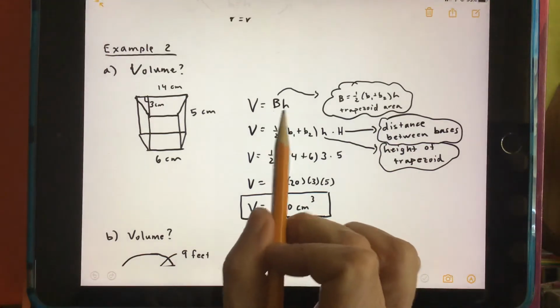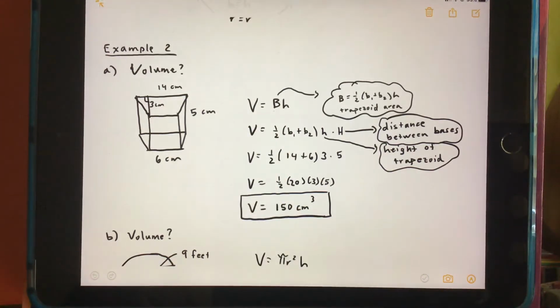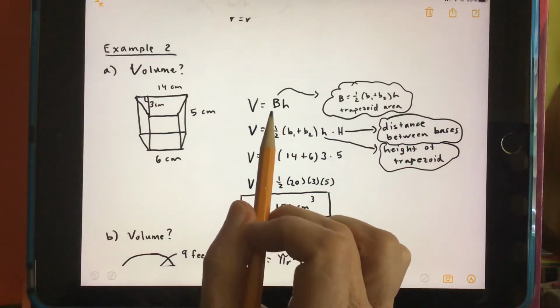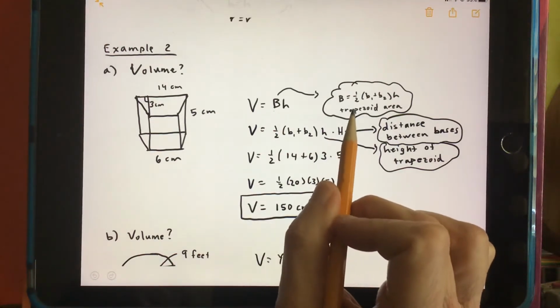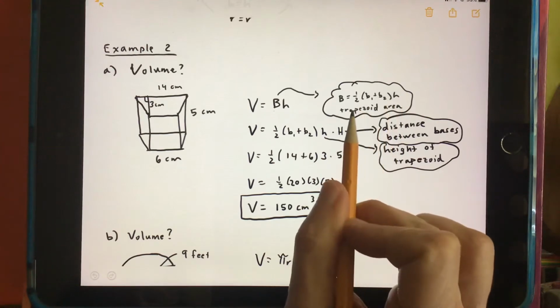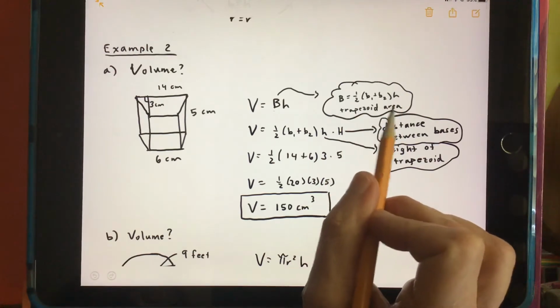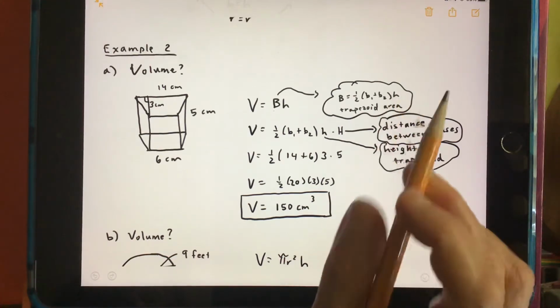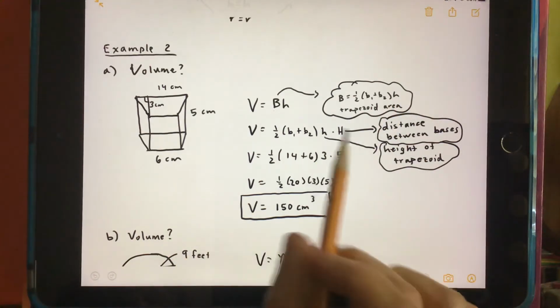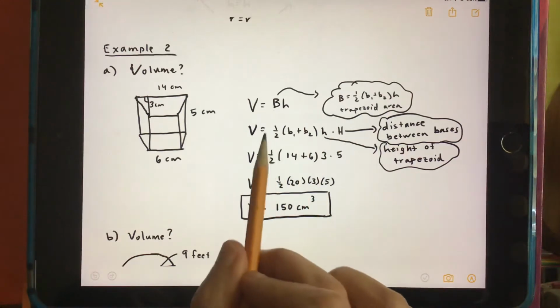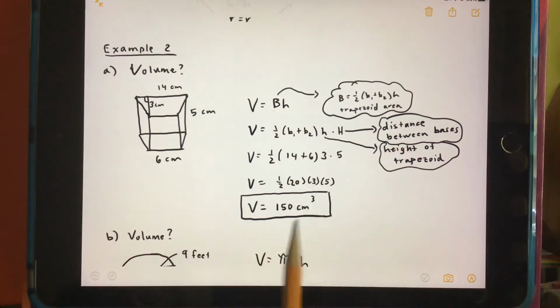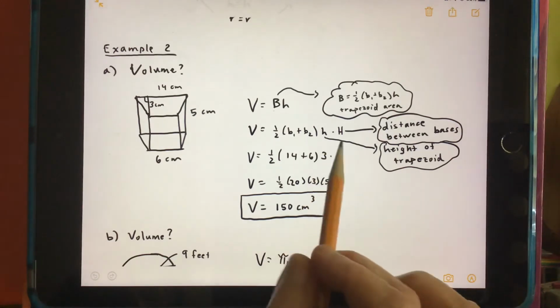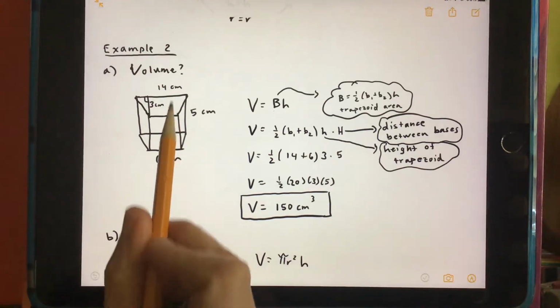Now the base here, when we plug into this volume formula, has to be the area of the trapezoid, and recall the area of a trapezoid can be found by multiplying 1/2 times base 1 plus base 2 times the height of the trapezoid. So we call this little h here. Now notice that when I am writing this out in my formula, my base is 1/2 (b1 plus b2) times h. And then I multiply times a capital H to distinguish it from the height of the trapezoid. The big H will stand for the distance between the two bases.